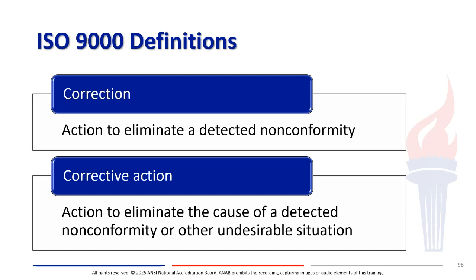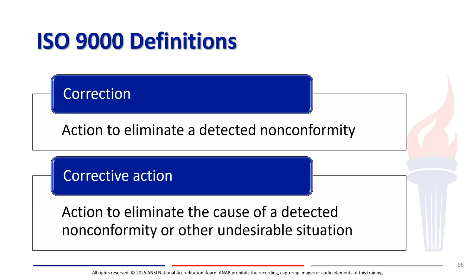So I have a couple of definitions from ISO 9000. You can see from this slide the difference between correction and corrective action. Correction is the action to eliminate a detected nonconformity. Corrective action is the action to eliminate the cause of a detected nonconformity or other undesirable situation. Corrective action should prevent the problem from happening again and result in improvement in the process.